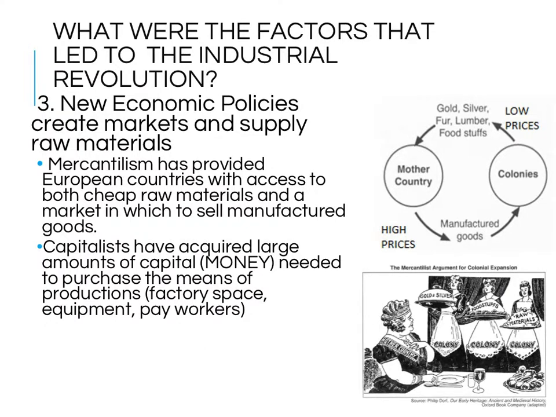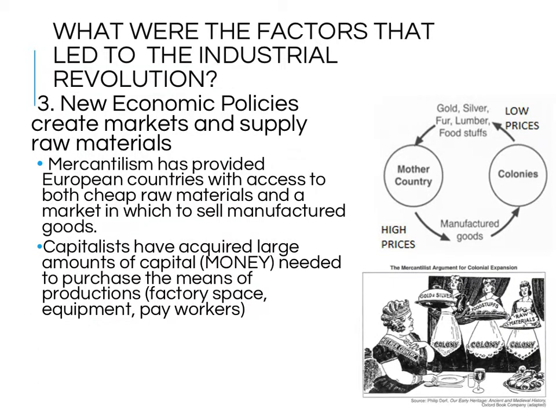Another key factor are new economic policies that helped Europeans create markets for their products and get supplies of raw materials. We know by this point Europeans have colonies throughout the world, and mercantilism says that these countries in Europe should tightly control the trade of their colonies and use them to access raw materials, turn those raw materials into manufactured goods, and then sell them back to the people in the colonies. And so the system of mercantilism and the fact that Europeans had lots of colonies meant that they had access to raw materials and they had a place in which to sell all these manufactured goods once they were produced.